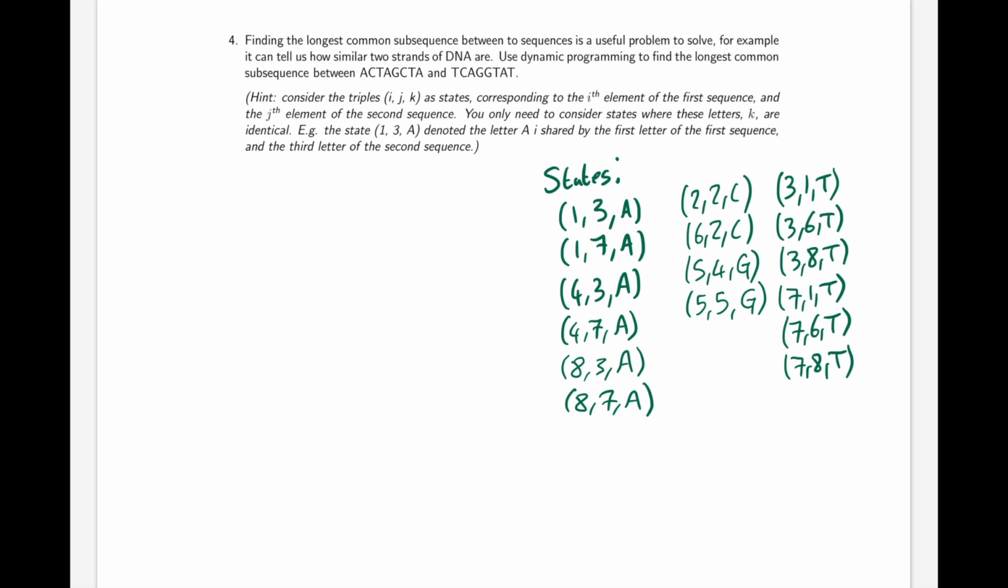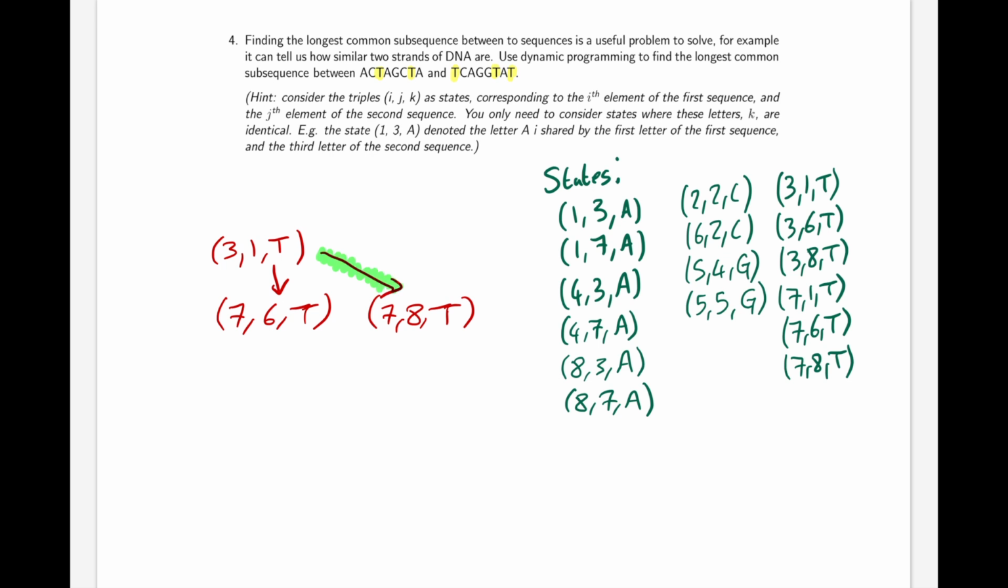Now we can begin constructing our directed acyclic graph from this information, but we can simplify this a little bit more. Let's consider the T's. Now the first time two T's coincide would correspond to 3, 1, T. The next time two T's coincide would correspond to 7, 6, T. So there is an edge between 3, 1, T and 7, 6, T. Now there also could be an edge between 3, 1, T and 7, 8, T. However, there is no point ever taking this edge.